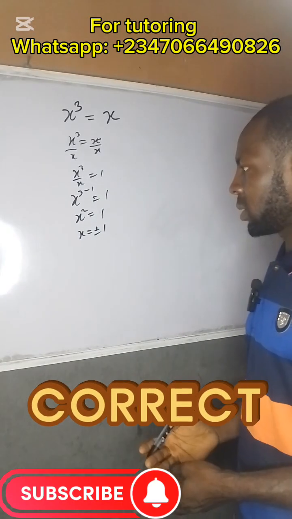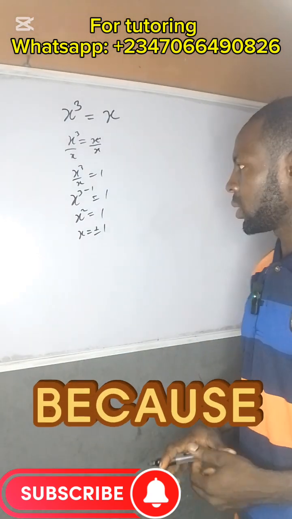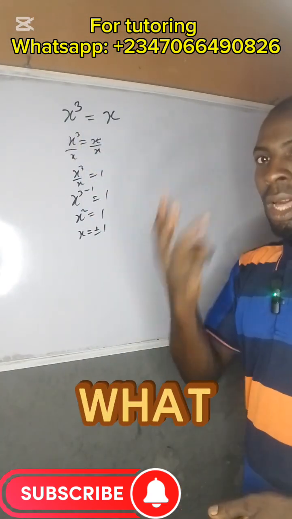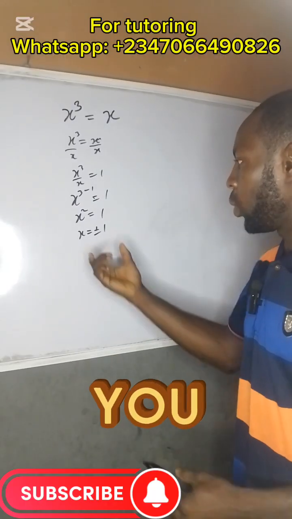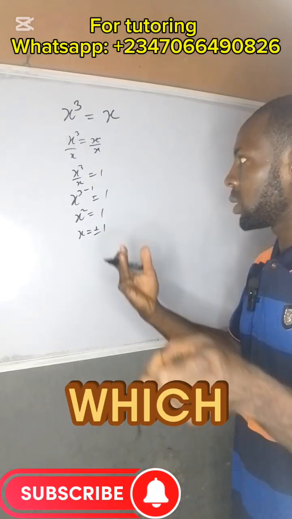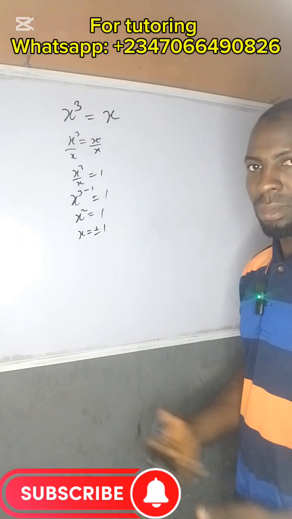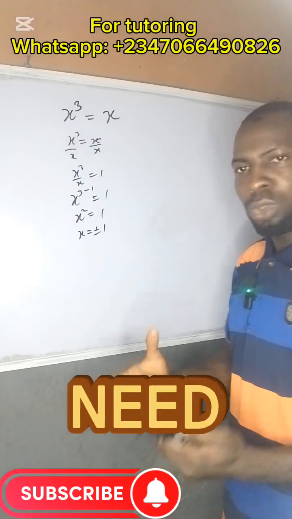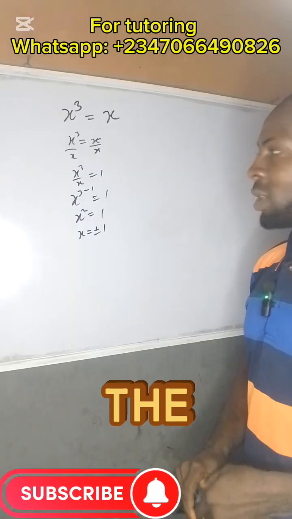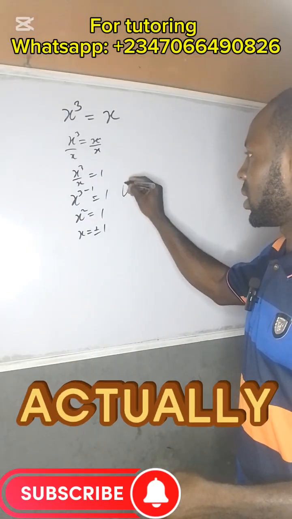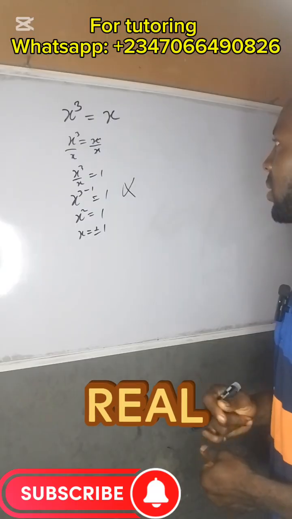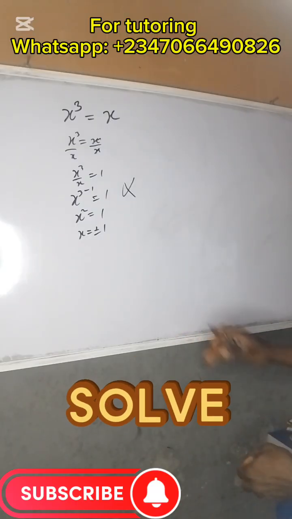They are correct, but actually it's wrong because this x is of 3 powers, right? It has 3 values. So you only get 2 values. Where do you keep the other value? Have you sent it to the exile? No. You need to actually get the other value, which this one is actually wrong, right? Now, to get the actual real value, look at how I'm going to solve it.